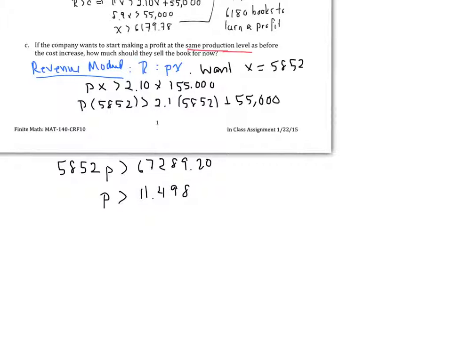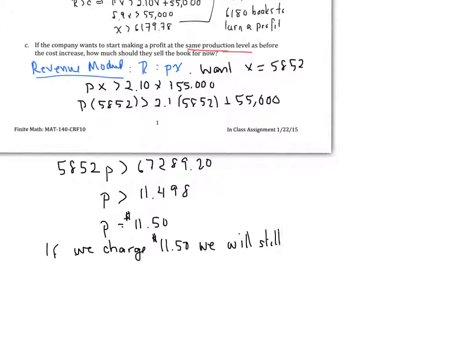11.498. Now we don't really want to charge this much, so why don't we make P equal to $11.50? And so if we charge $11.50, we will still make a profit when producing 5,852 books. And notice that I'm writing my answer in words here.